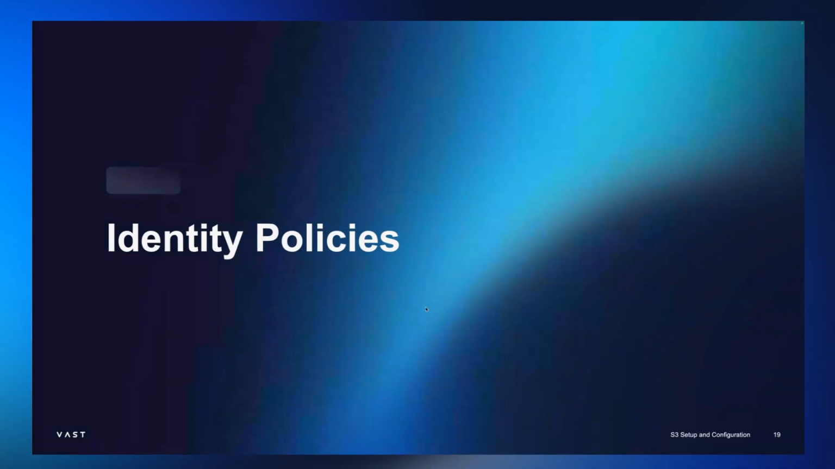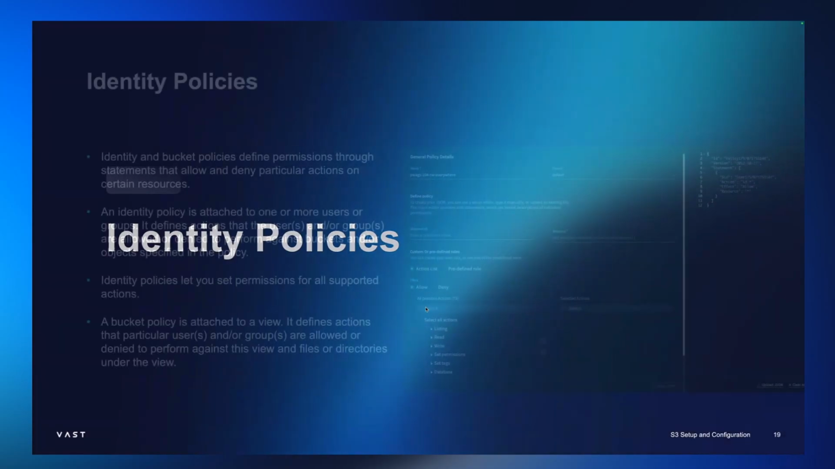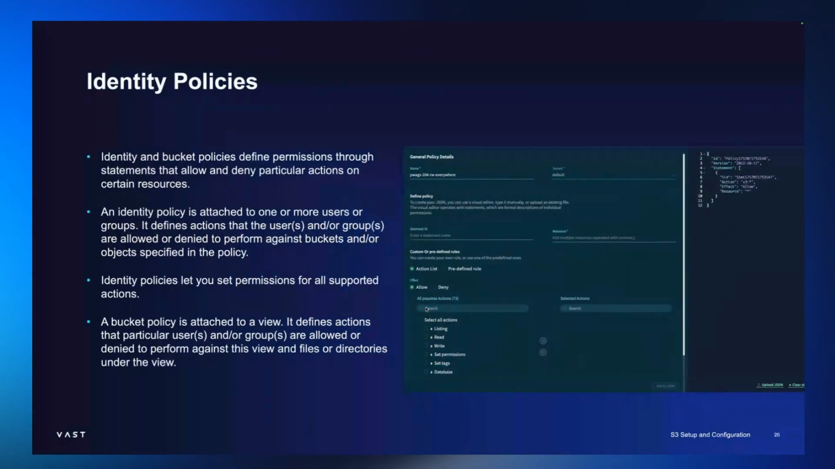Moving on, let's talk about identity policies. How do we establish our identity policies? How do we deal with identity policies within VAST? If you're not familiar with those, identity policies and bucket policies are all kind of the same thing. They're a set of statements that define permissions that either allow or deny actions to particular resources. Resources in this case are going to be buckets and or objects.